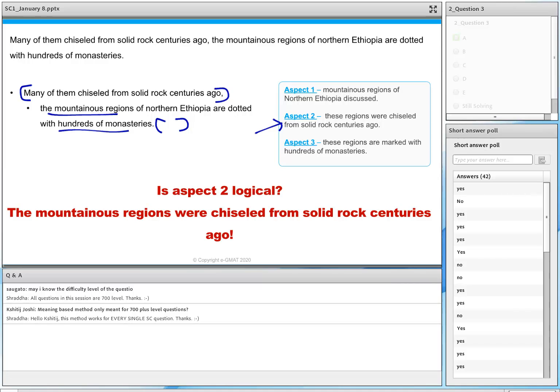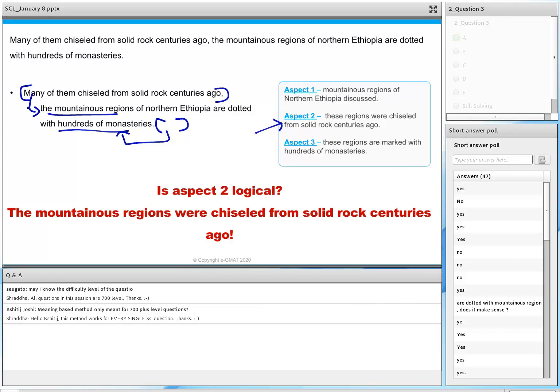Because now what we will say is that the mountainous regions of northern Ethiopia are dotted with hundreds of monasteries, many of them chiseled from solid rock. So now many of them will talk about hundreds of monasteries. Earlier, many of them was talking about the mountainous regions because that's the entity that was coming right after many of them. So our logical connection was going for them with the mountainous regions. But the moment we put this whole thing right after hundreds of monasteries, logically, I will only connect many of them with hundreds of monasteries, right? Because now they are placed absolutely close. So in this particular question, at least, we were able to understand how my correct answer choice should look like.